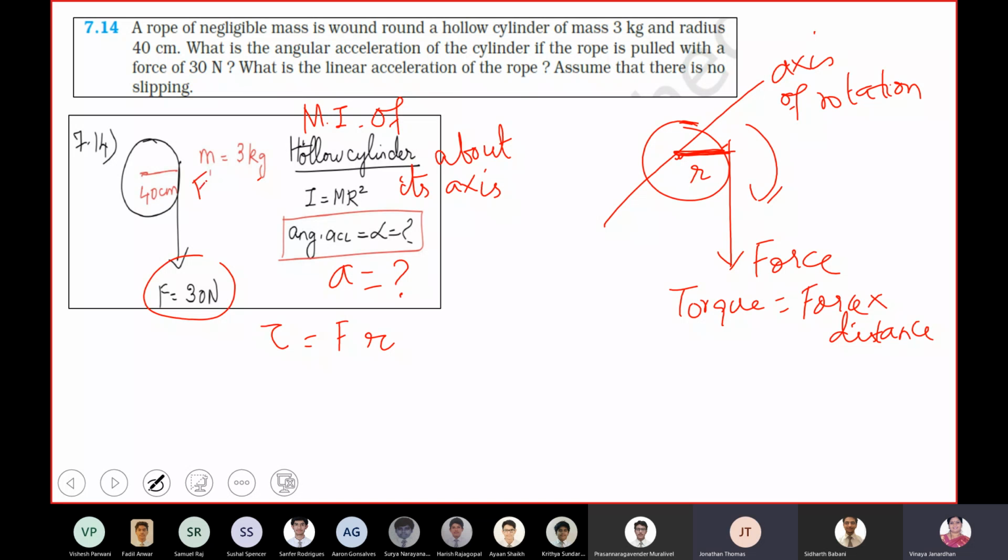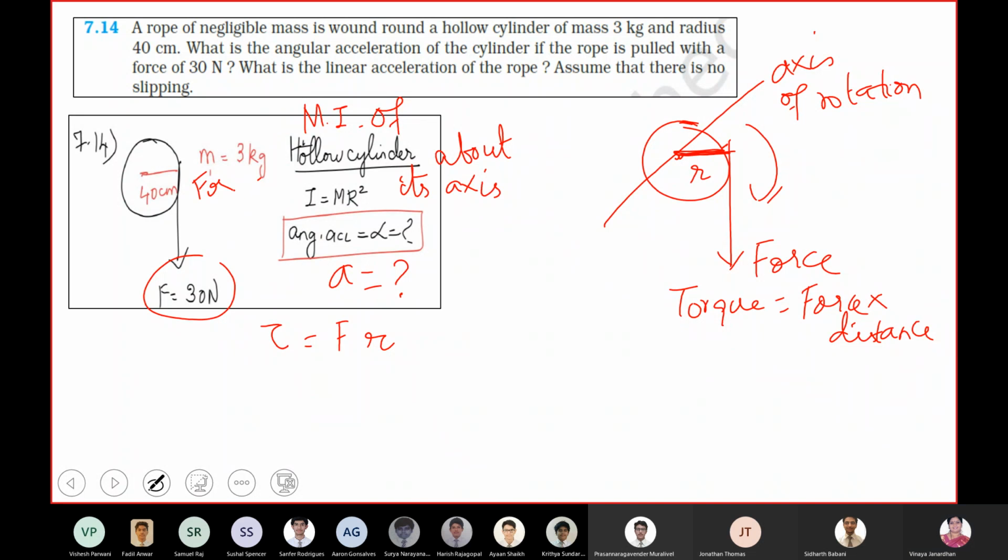This is your force. The axis of rotation is passing through the center. Next class, in case it is Saturday, you tell me, boys, which time is favorable for you. So torque is equal to force into distance.